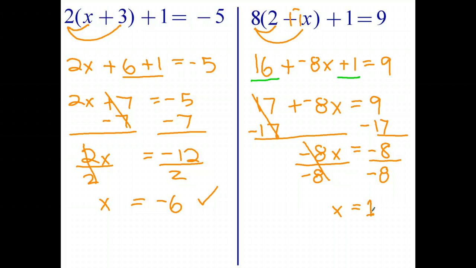Quick check. 2 minus 1 is 1. 8 times 1 is 8, plus 1 is 9, so that answer is in fact correct.